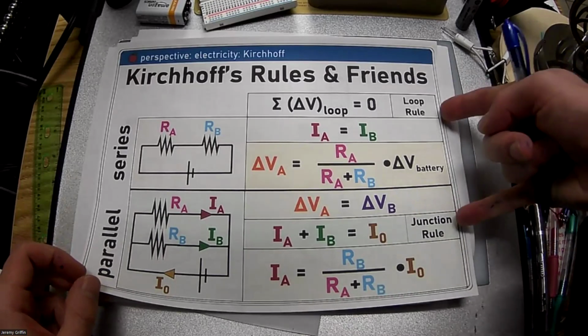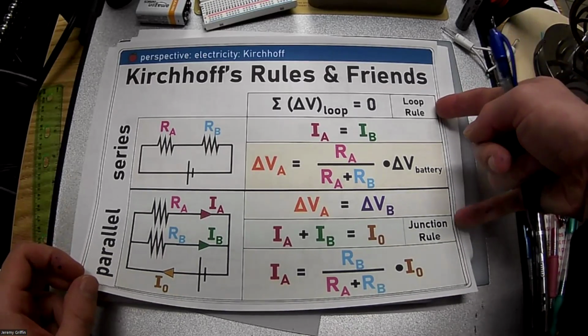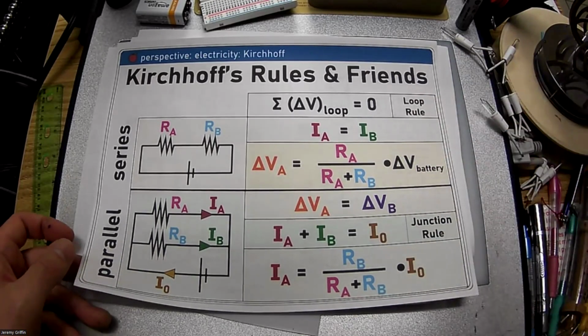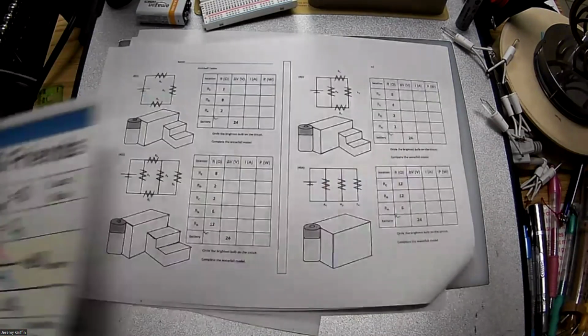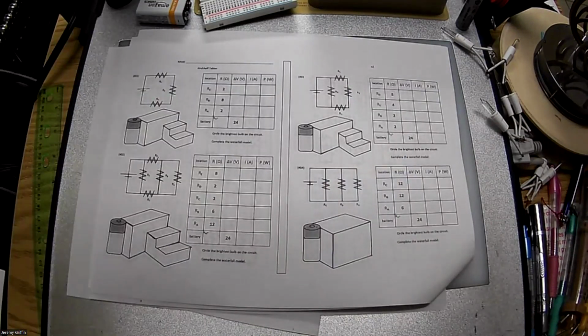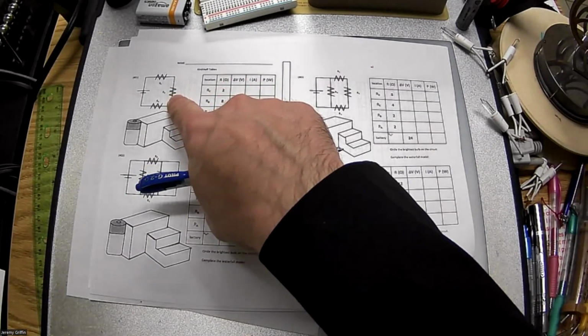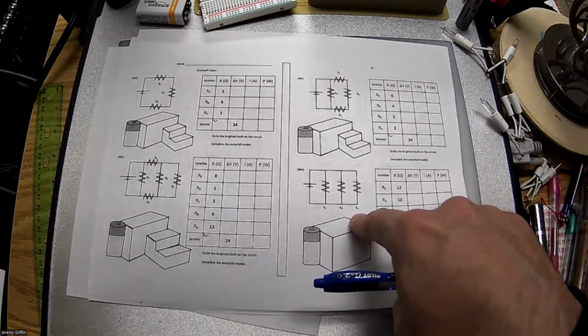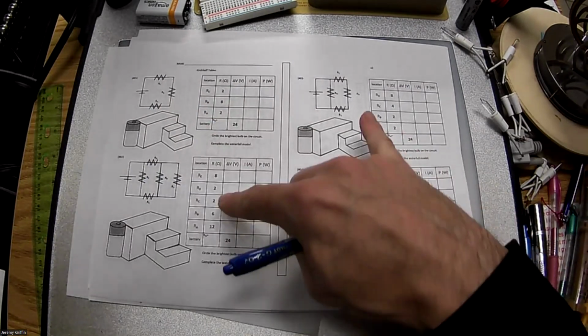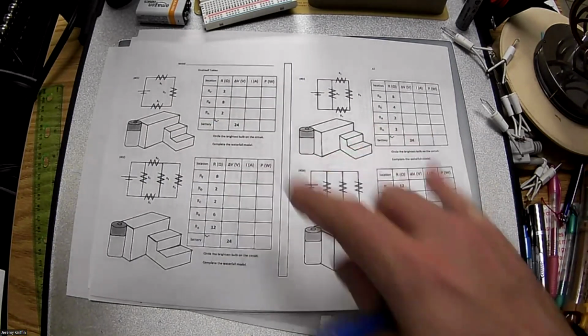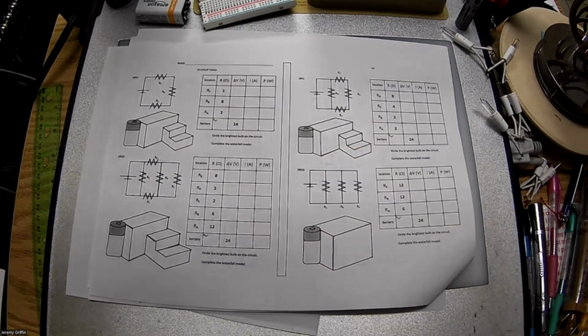Remember, there's only these 2 Kirchhoff rules, the loop rule and the junction rule, but there are some others here to complete this, right? So we're gonna do all this. At a glance, do you guys see? I gave you guys a straight series setup on number 1, a straight parallel setup on number 4, and then number 2 and number 3 are a little bit more complex. So do as much as we can here.